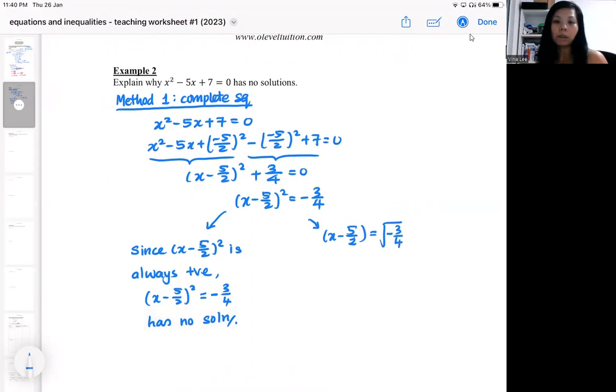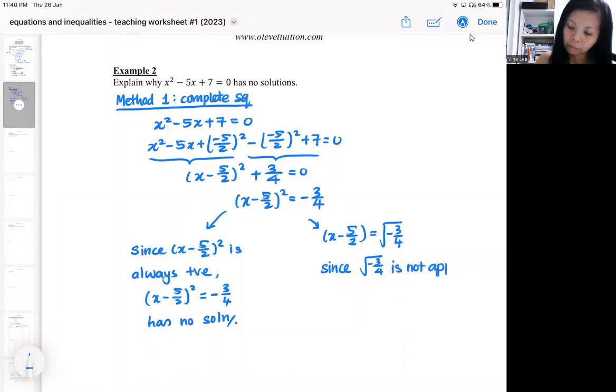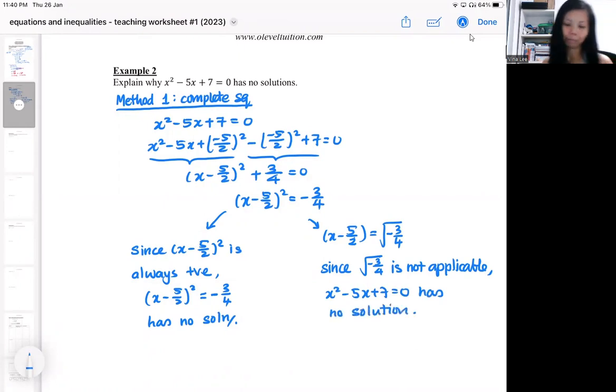If you try to punch the calculator, you realize that if you calculate the square root of a negative 3/4, it returns you a math error. So you can explain that since this is not applicable, because the calculator returns you a math error, the equation has no solution. So you can explain it this way.